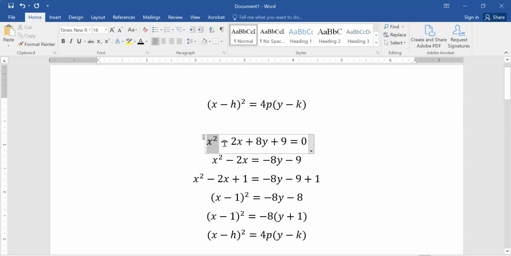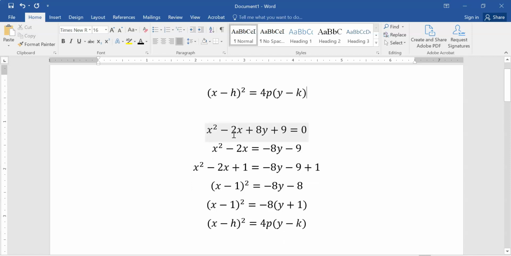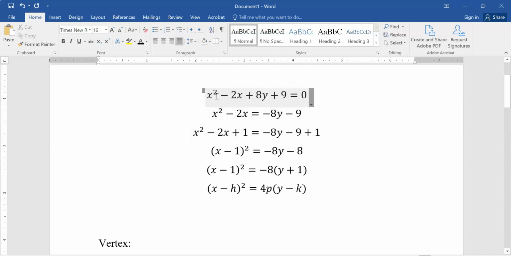All right, so we've got x squared minus 2x plus 8y plus 9 equals 0. That's obviously of the form where the x component has been squared and the y component is still linear. So what we do is we put the x component on the left-hand side. We get rid of the 8y and the 9 on the left-hand side. That gives me x squared minus 2x equals negative 8y minus 9.